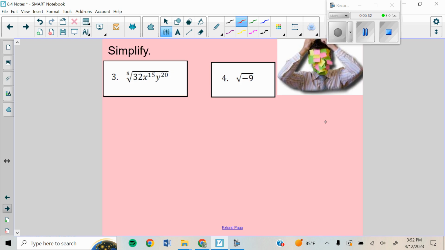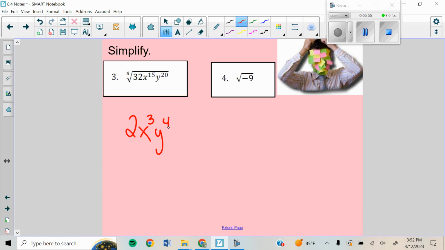All right, so if we look here, we're going to take the 5th root of 32. Grab that calculator, type that in, make it do the work for you. The 5th root of 32 is going to be 2. And now we're just going to take our powers and divide by 5. So 15 divided by 5 gives us 3. 20 divided by 5 gives us 4.